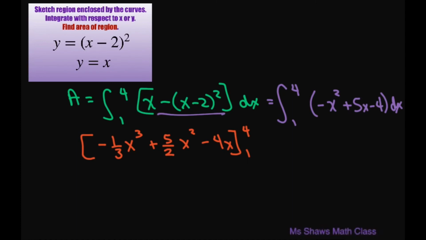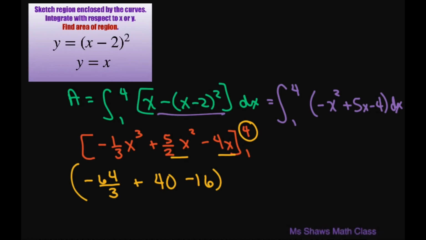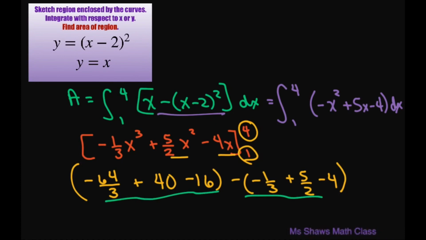All right, so now let's substitute in 4. This gives me negative 64 divided by 3. And plug it in there, we're going to get 40. And in here we get minus 16. Now substitute in for your 1. You're going to get negative 1/3 plus 5/2 minus 4. All right, you can put all this in the calculator if you want, or get your common denominators, but you're going to end up getting 9 divided by 2 equals your area.